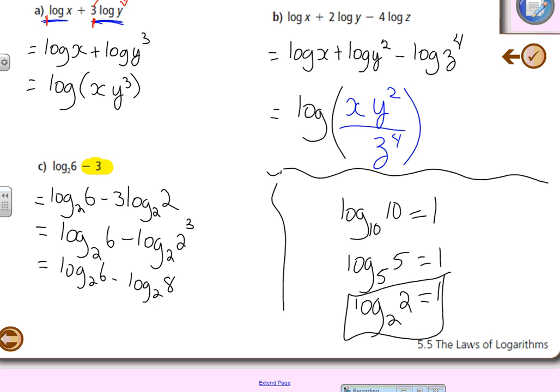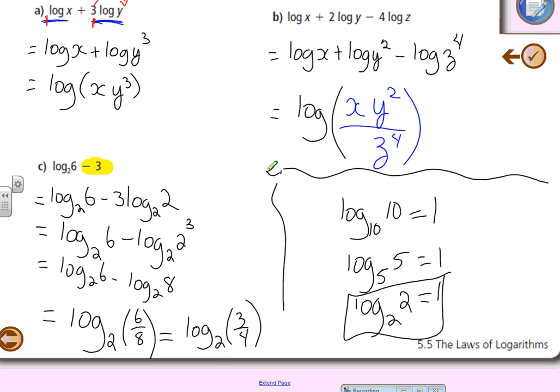If we're subtracting, we're dividing. So let's divide that up. Log base 2 of 6 over 8. Well, that's not lowest terms. Sacred lowest terms. Log base 2 of 3 over 4.